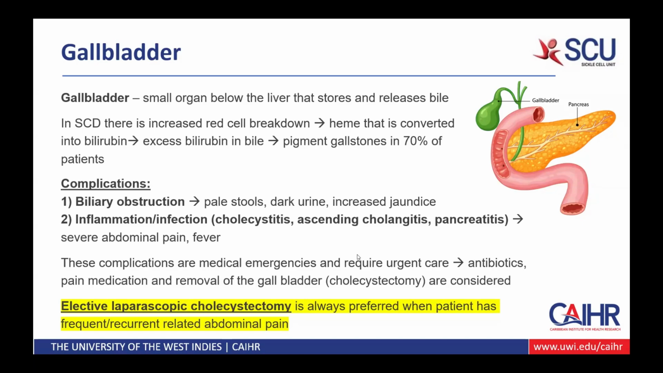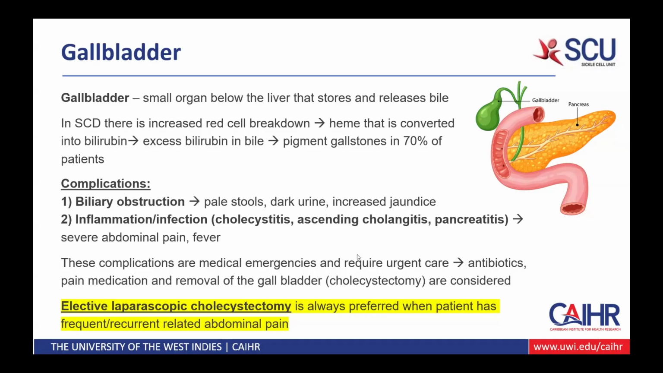So if we look on the diagram on the right, you can see the gallbladder. You can see a tube coming from the gallbladder, that's the cystic duct, and a tube coming from above, that's the duct from the liver, and both of them form the common bile duct. So if the stone comes out of the gallbladder and goes into the common bile duct, that can cause significant problems. And what you may see is things like pale stools, dark urine, and increased jaundice.